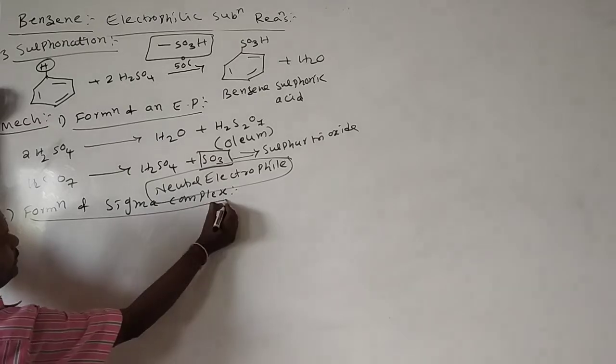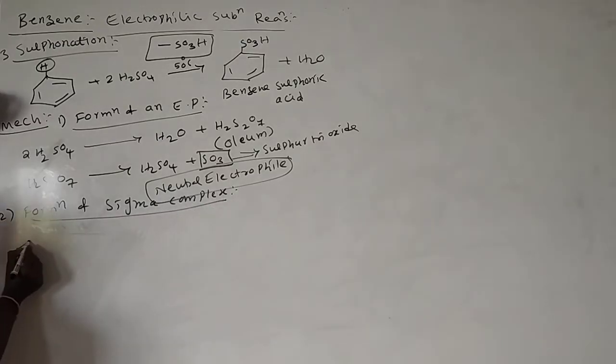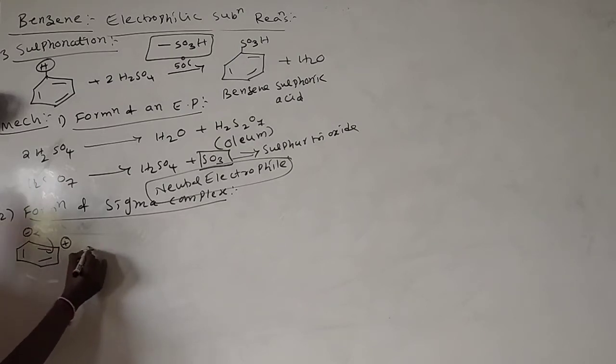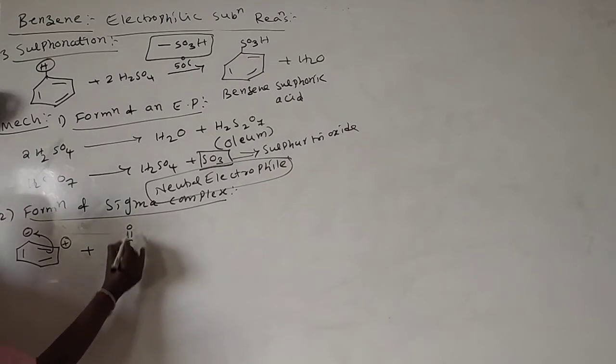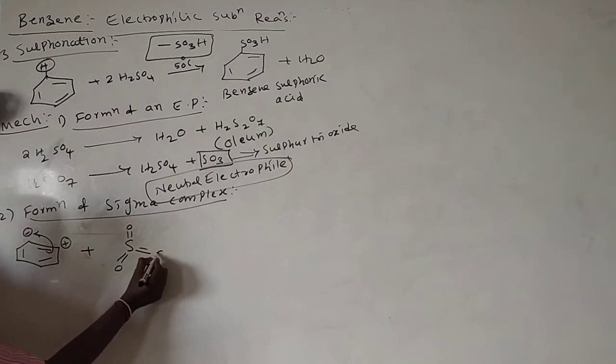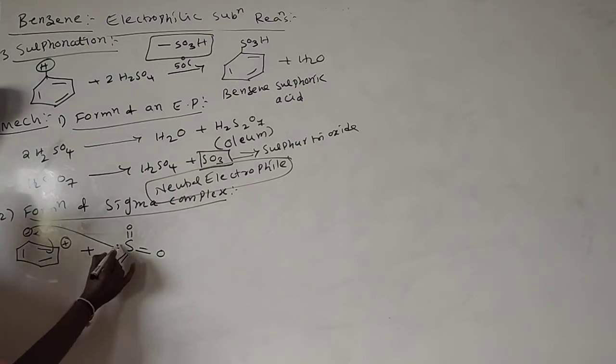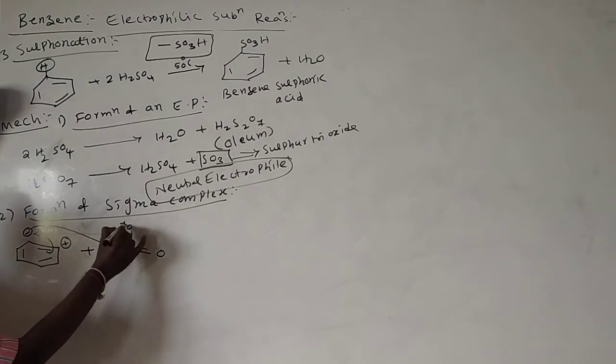Formation of sigma complex as usual. Here, electron transfer: we get negative here, and positive here. Sulfur trioxide, the structure of sulfur trioxide is this one. A negative charge is added here, and this electron is transferred here.